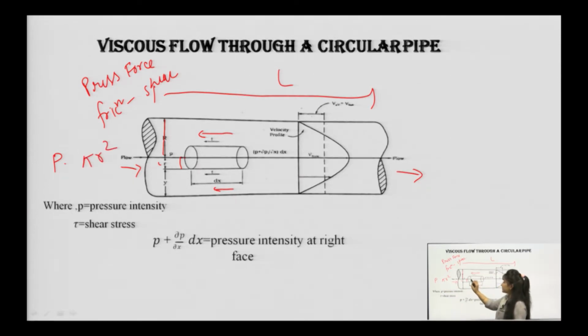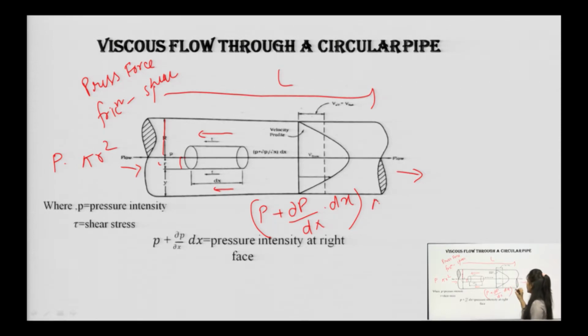At point 1, or at inlet, the pressure force will be P into area pi r square in terms of radius. After traveling a distance of dx, the value of this pressure will become P plus the change in pressure dP, which we have considered in the x direction after traveling a distance dx. Multiplying it with area, you will get the pressure force. So now you can see that there are two forces which we are considering majorly. First one is pressure force and second one is shear or frictional force.